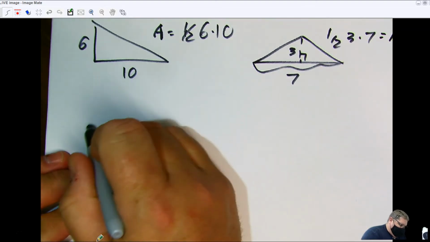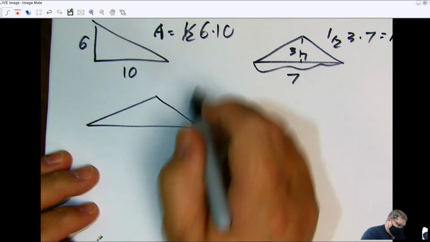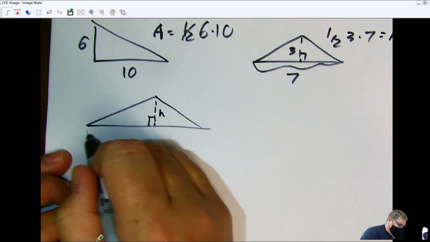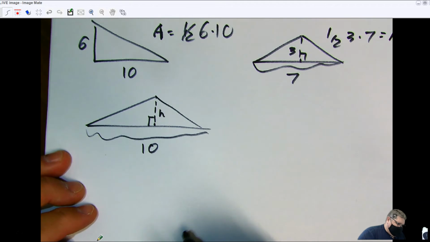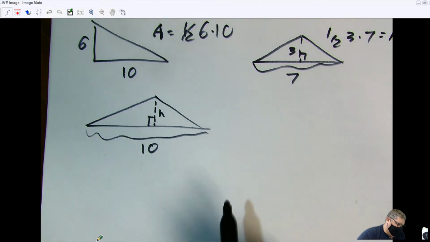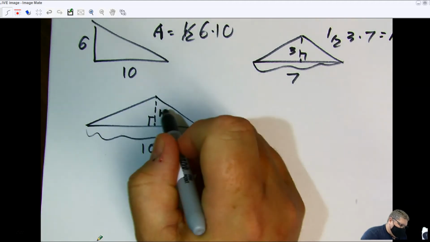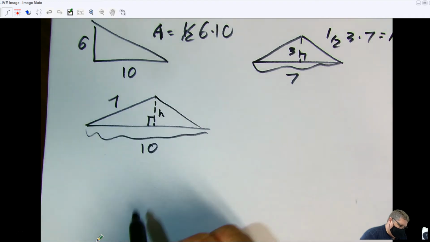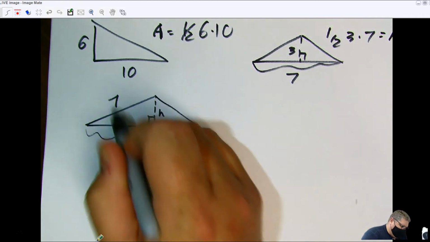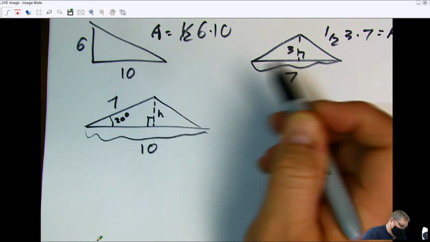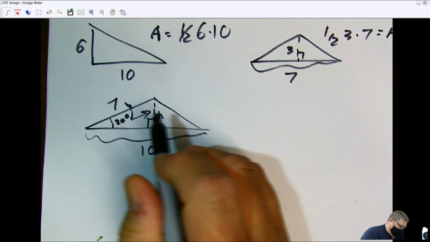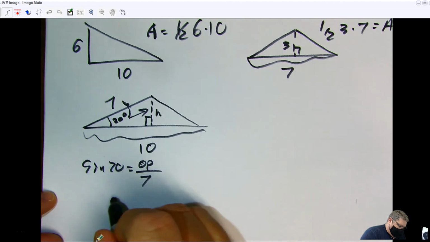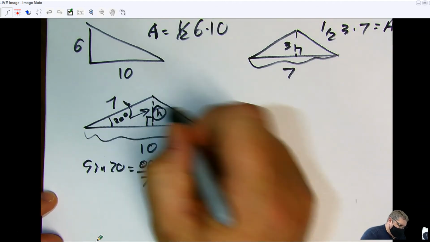However, if I have something like this, where I have a height that I do not know, and I have maybe a base, which is 10, I'm going to need way more information than this to find the actual area of that triangle. Maybe I'm given that this side over here is 7. Well, that's not a height. But if I know that that is 7, and maybe I know that this is 20 degrees, could I say opposite over hypotenuse and say sine of 20 degrees equals opposite over 7, and do a little multiplication and come up with whatever the height is and plug that in?